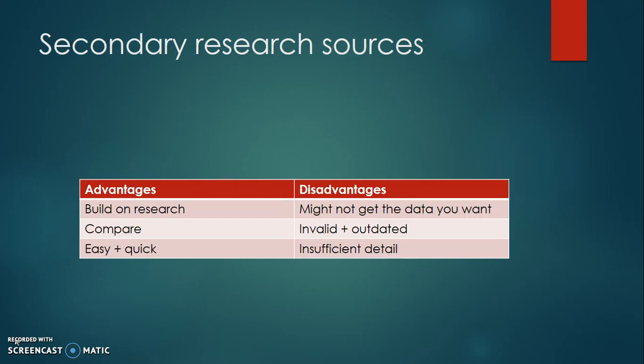Secondary research sources. So this is data that has already been collected by others, and looking at other people's research and taking what you need from it. And this could be in forms of books or the internet, for example.